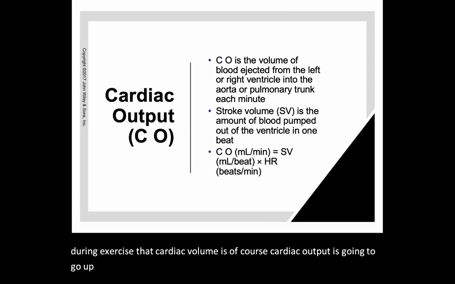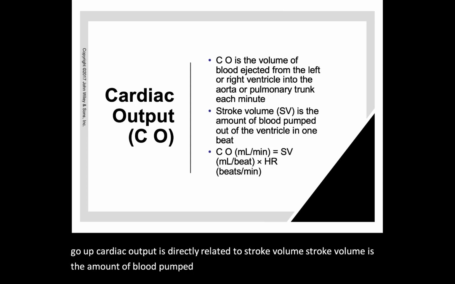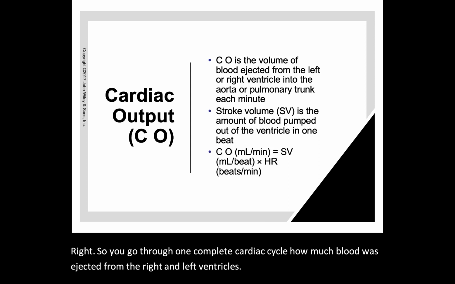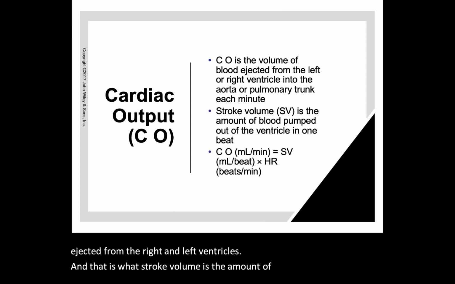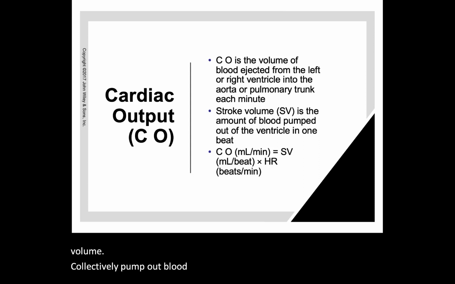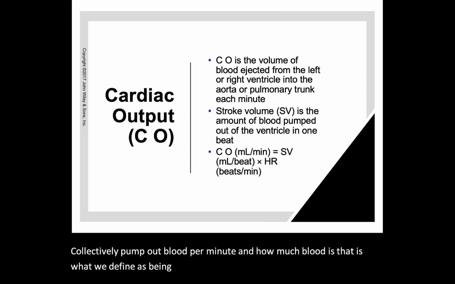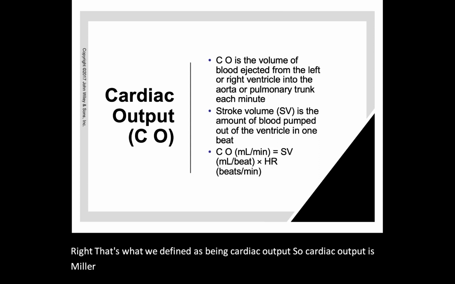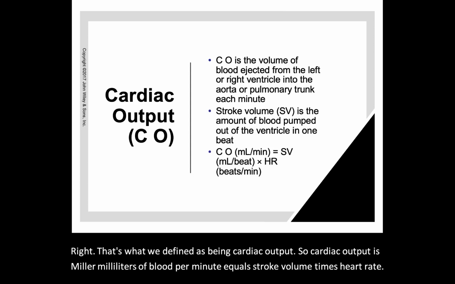Cardiac output is directly related to stroke volume. Stroke volume is the amount of blood pumped from the ventricles each cycle. Right? So you go through one complete cardiac cycle, how much blood was ejected from the right and left ventricles. That is what stroke volume is: the amount of blood pumped out of the ventricle in one beat or one cardiac cycle. How many times does that pump out blood per minute, and how much blood is that, is what we define as cardiac output. So cardiac output, in milliliters of blood per minute, equals stroke volume times heart rate. Right? Stroke volume times heart rate is cardiac output.